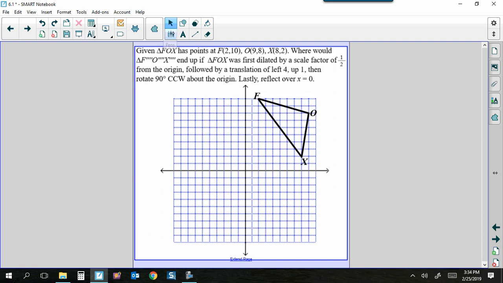All right, so the first thing that we are going to be doing, you're going to be dilating FOX by a scale factor of 1/2 from the origin. So I'm going to go ahead and highlight that. I'm going to highlight it in pink, and I'm going to draw my triangle in pink.